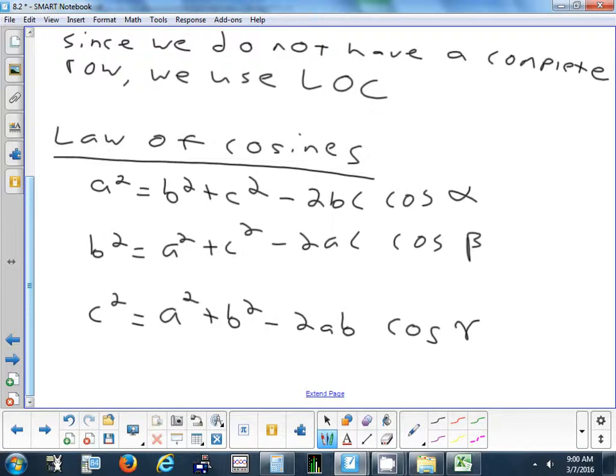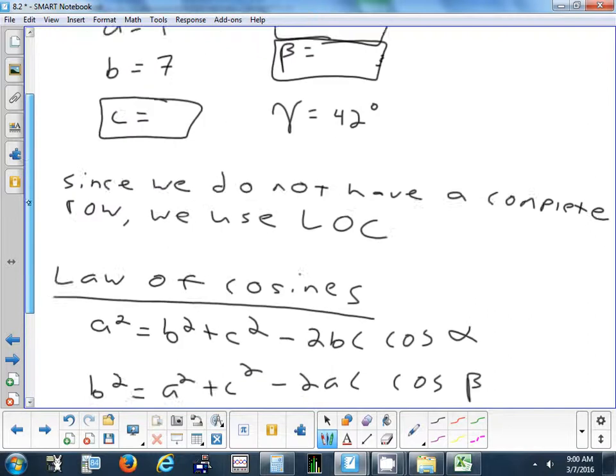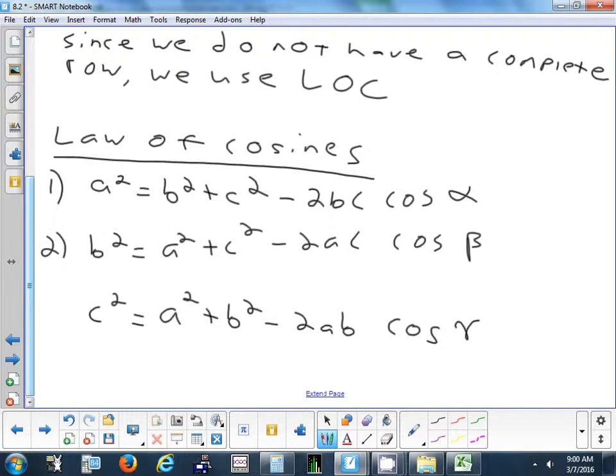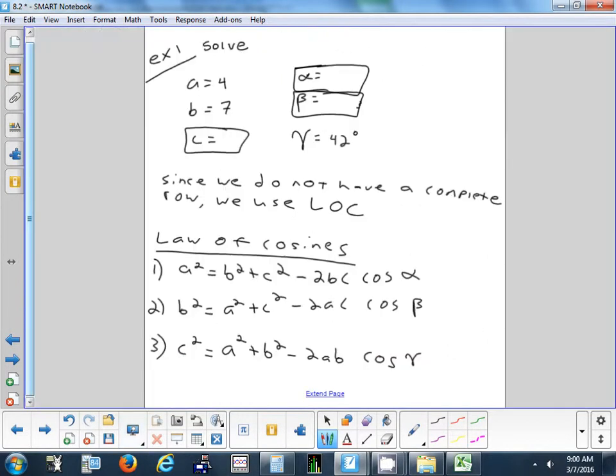Now, when you have a side angle side problem, you have to start with one of these versions. Let's call them version 1, 2, and 3. Which version do you think I have to use here?